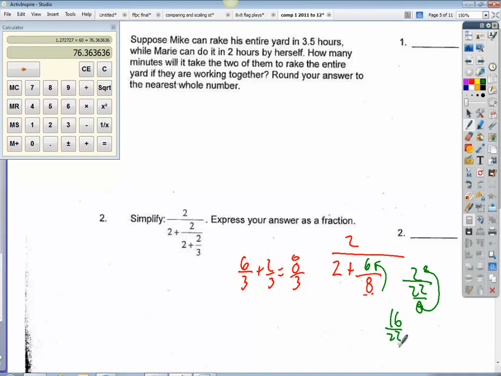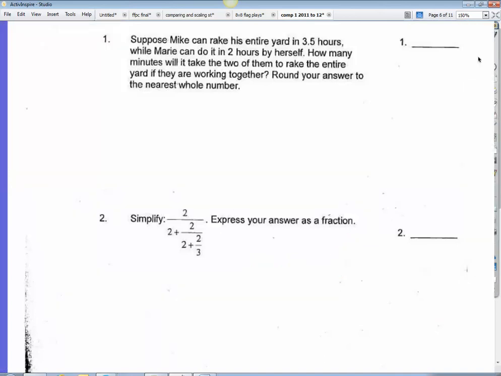Bottoms up. 2 times 8 is 16 over 22. I hope that's the answer. Close, because it needs to be reduced. 2 goes into both of them, so that's 8 over 11. There you have it. Quick and easy. Next problem.